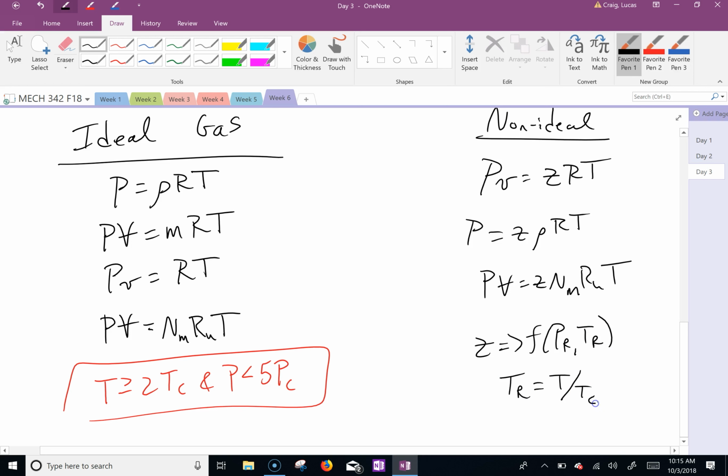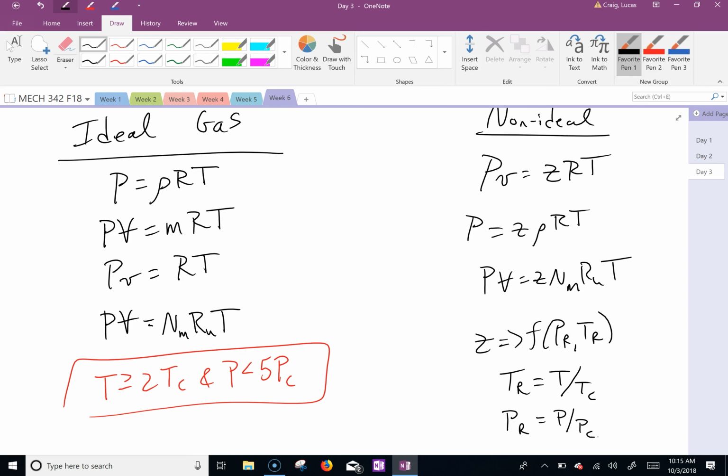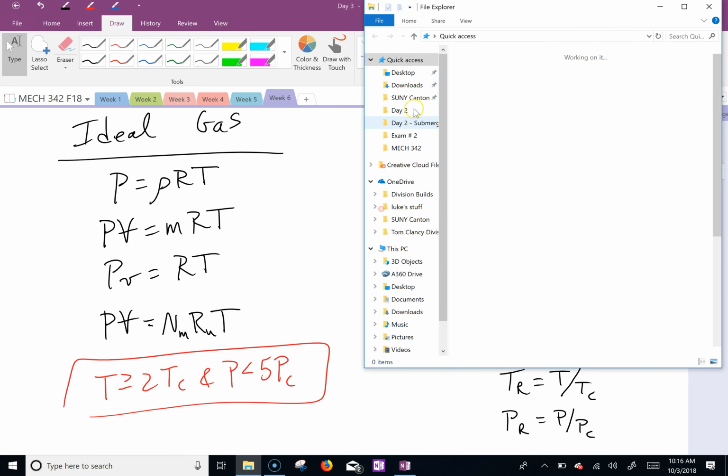If it's non-ideal, that just means it doesn't compress a certain way. This Z usually is less than 1. And the Z is a function of your TR and PR, and that's where you have to use a graph, or that chart that I showed you. Let me just show you that real quick right now, then I'll come back here.